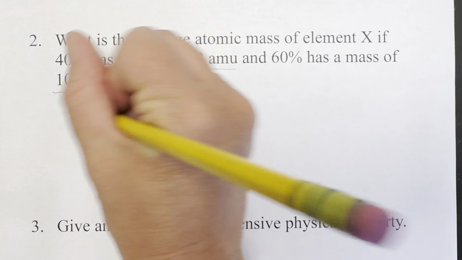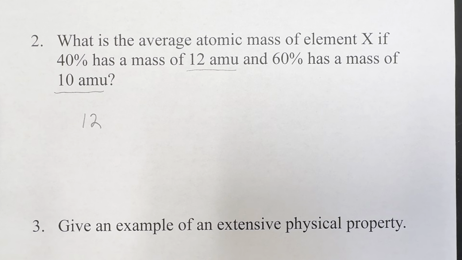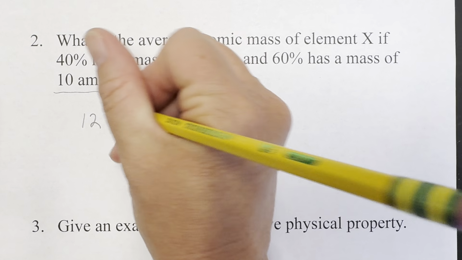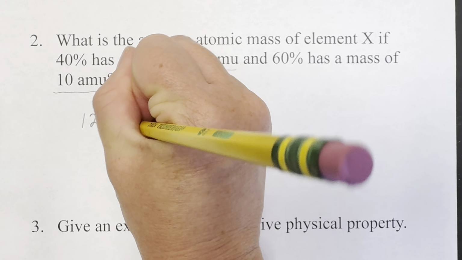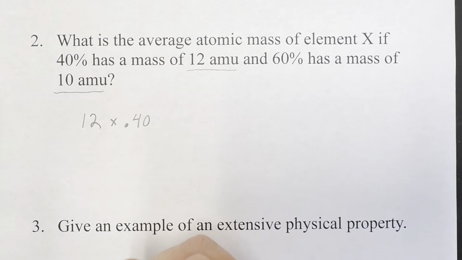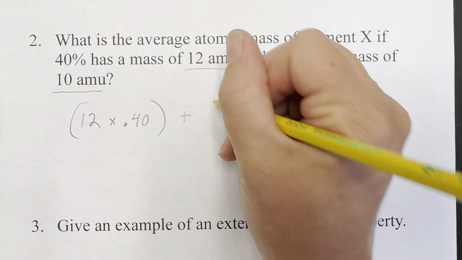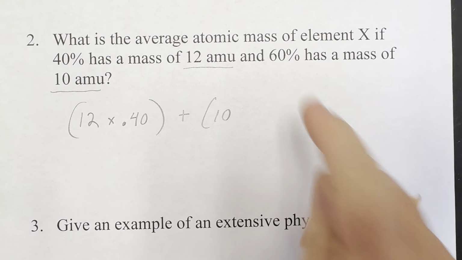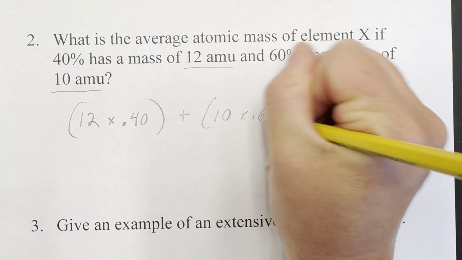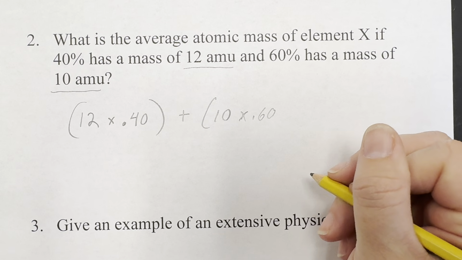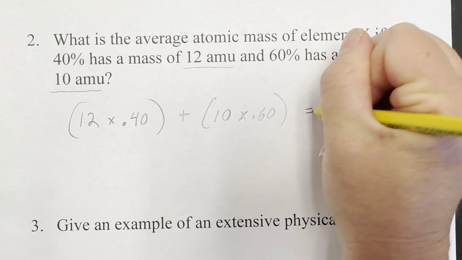So I'm going to take 12, my mass. How often does 12 occur? It occurs 40%. So that's going to be times 0.40. That's your 40%. I'm going to then add that to my next isotope, which has a mass of 10, and that occurs 60% of the time. So 0.6 to represent that 60%.